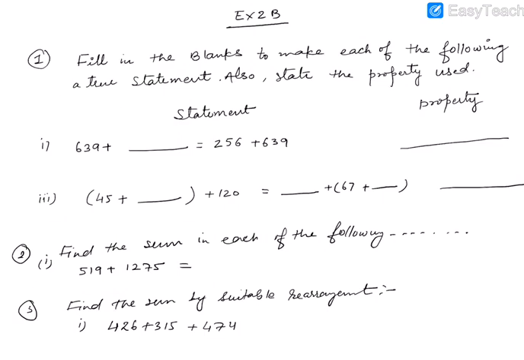So you can see that there are two whole numbers, 256 plus 639. Here 639 is written at last, and there 639 is written first. So what will we write here? Whatever is written first there, here we'll write it at last, 256. So now this is a true statement. 639 plus 256 is equal to 256 plus 639, which means we have changed the sequence.